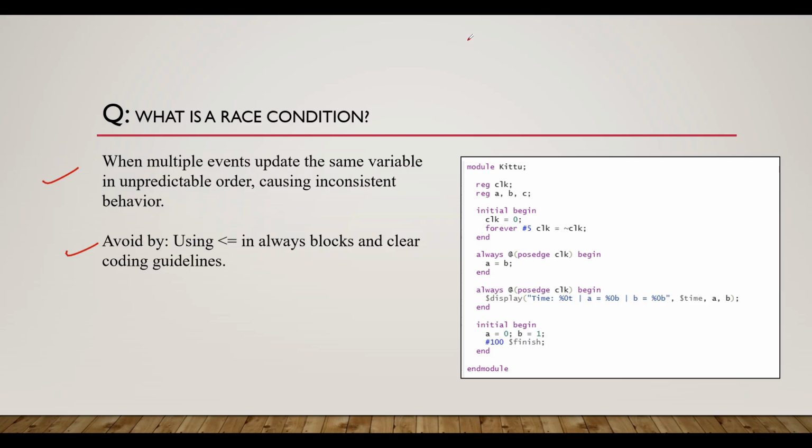Another way to avoid the race condition is to use either a program block or a clocking block. So these are the main three ways to avoid race condition. Okay. So how to generate a race condition?